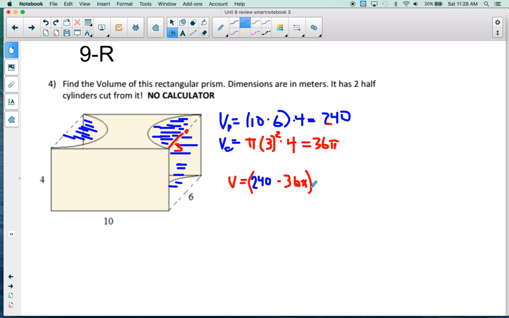240 minus 36 pi. And they didn't give us any units, so we're going to use units cubed, excuse me. You could put u cubed. We would accept that on the test.